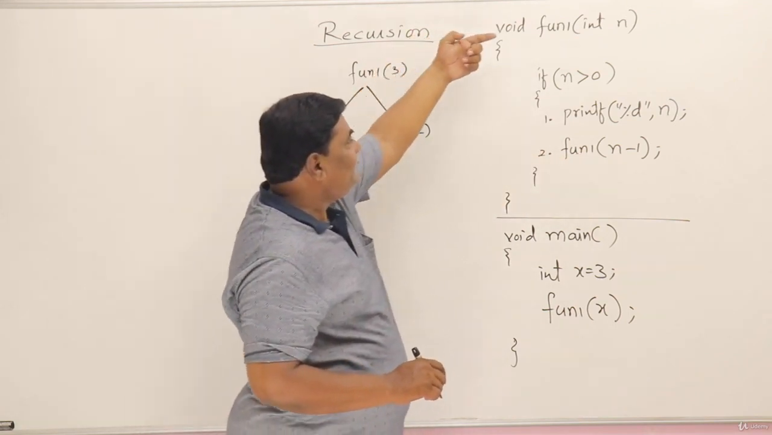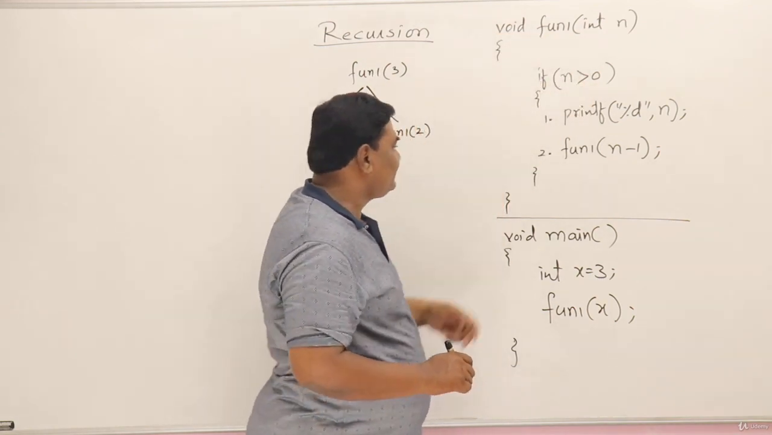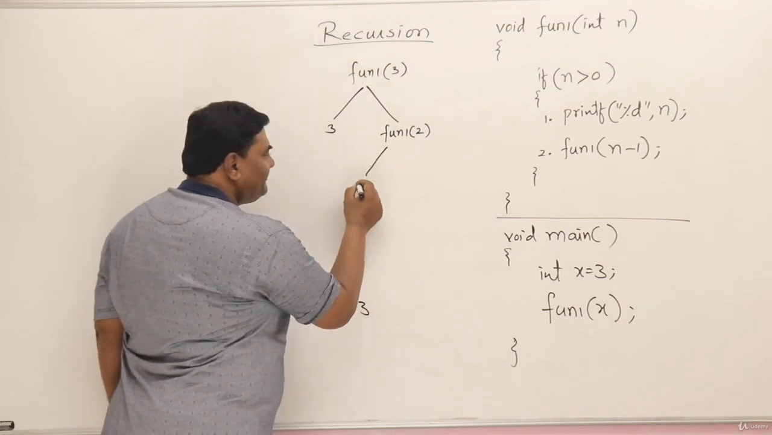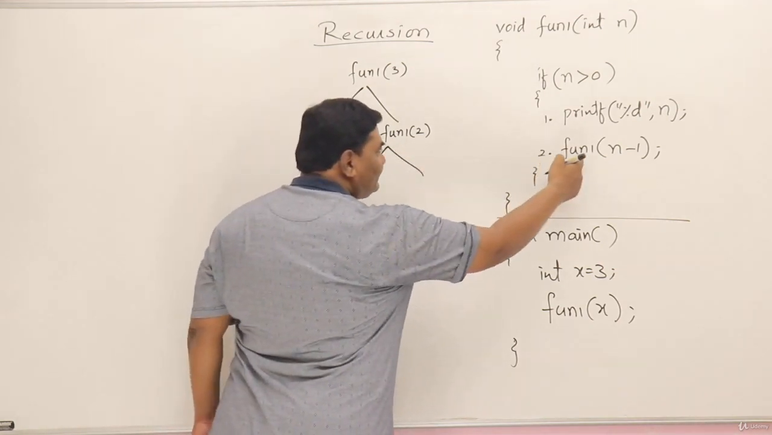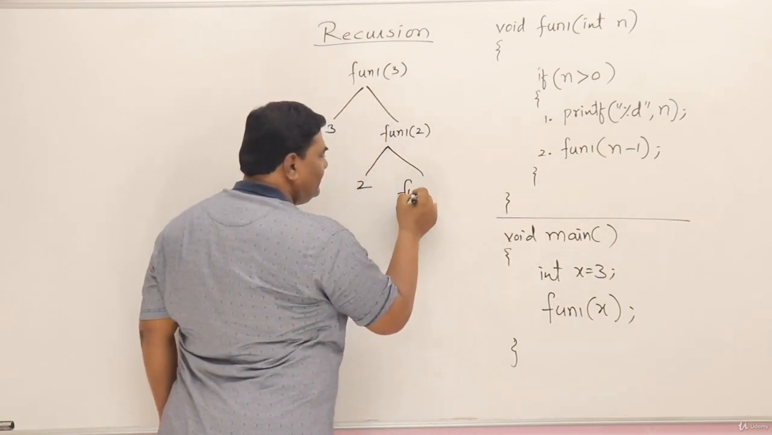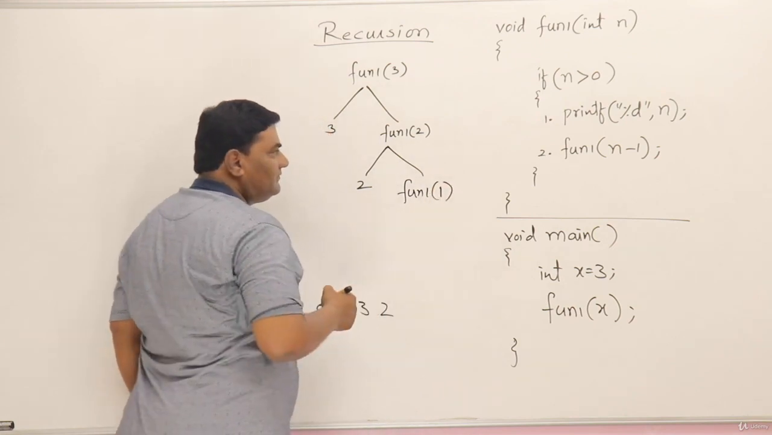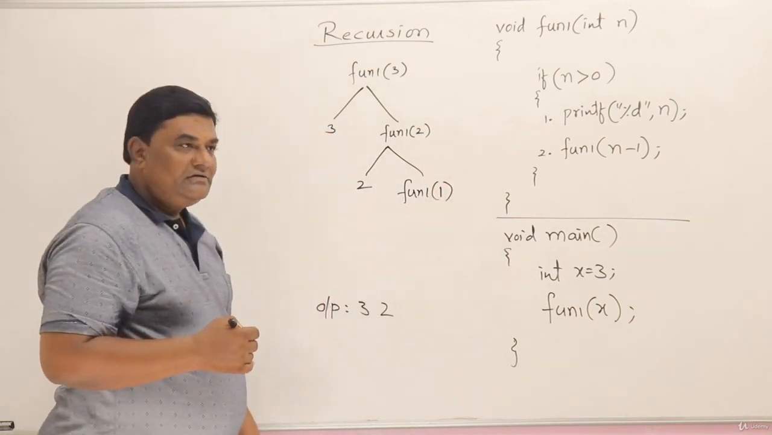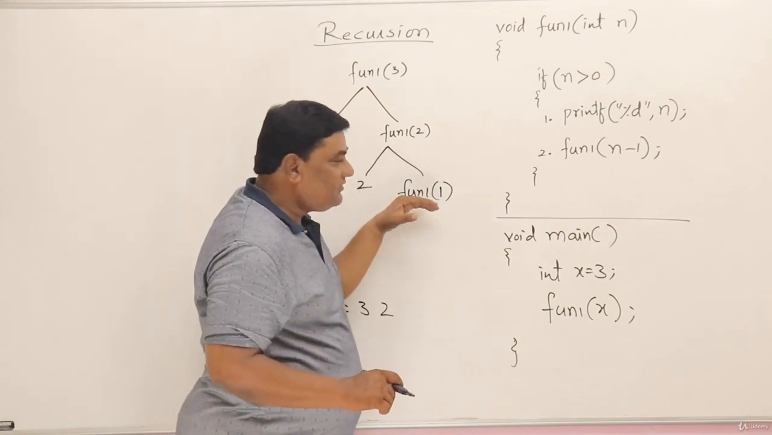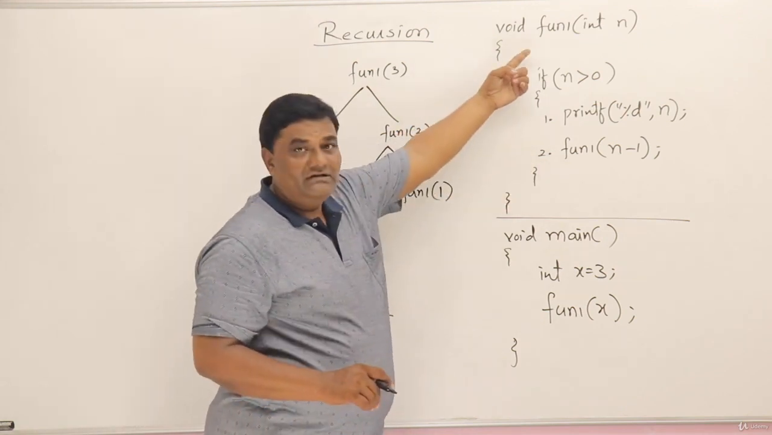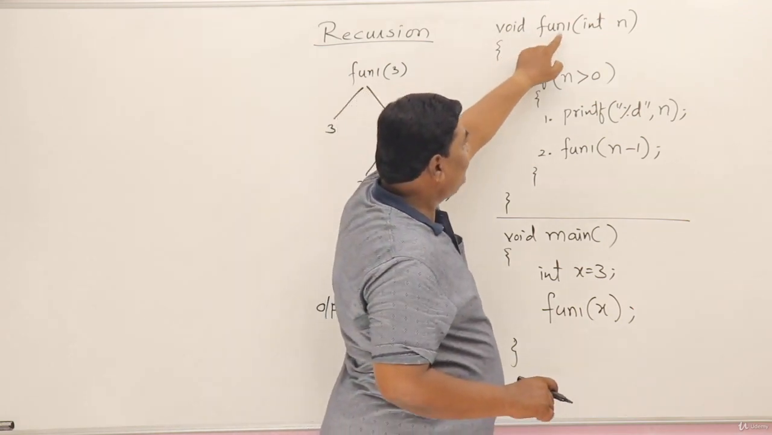Fun of 2. Again start. 2 is greater than 0. Yes, two steps. So the first step is print 2. So the output 2. Then call itself for n minus 1. So fun of 1. Now still this call has not finished. It has printed and it has to call this one. So again a new call, a fresh call. That fresh call is fun1 with 1.